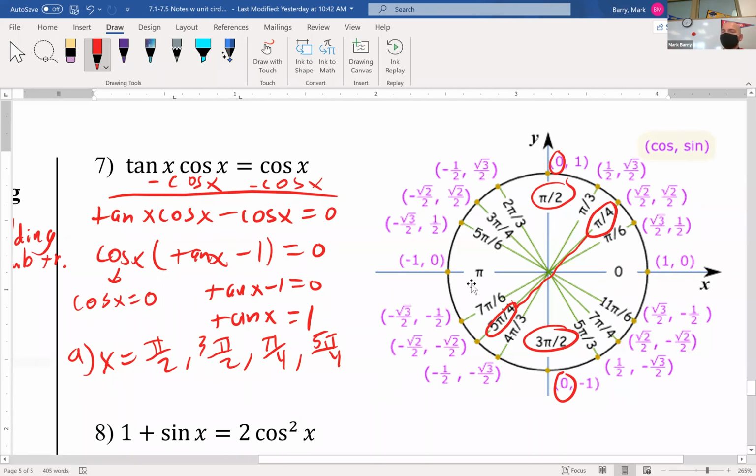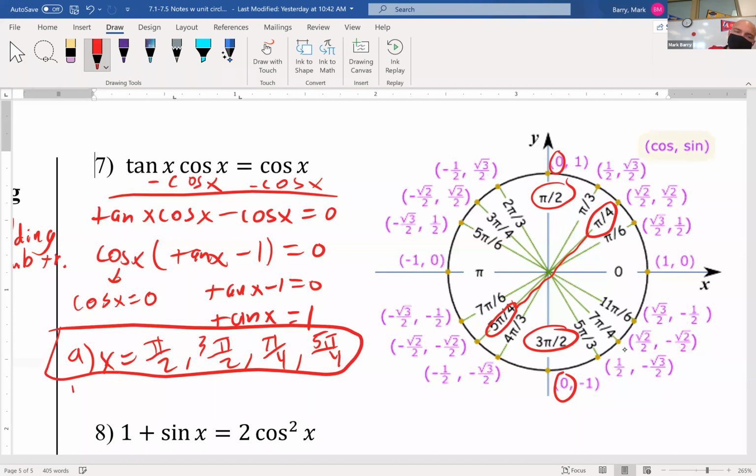So if your tan x equals negative 1, that's going to be the other 2 pi over 4s. That's going to be 3 pi over 4 and 7 pi over 4. That'll be the negative ones. So there's my 4 answers for part A. Now let's move on to part B.